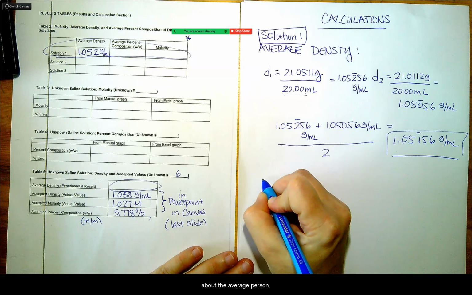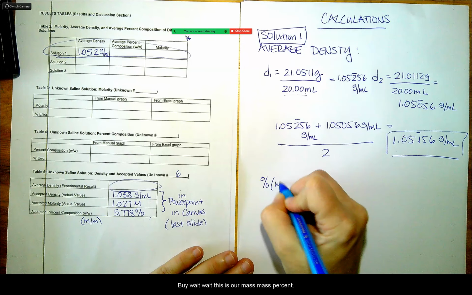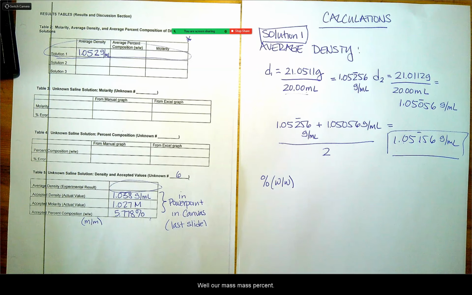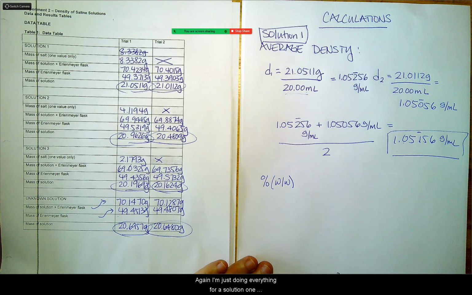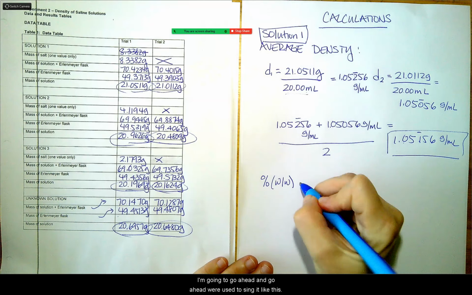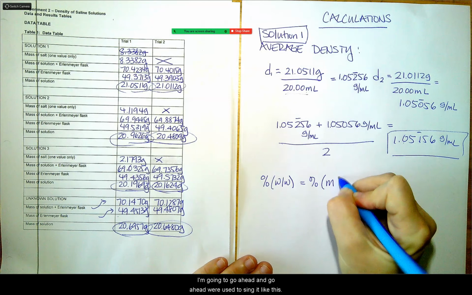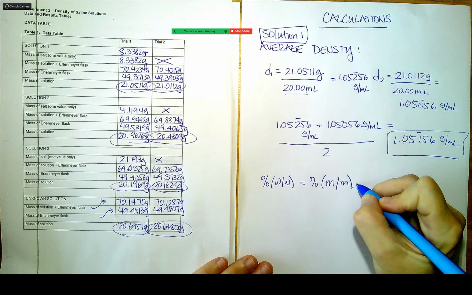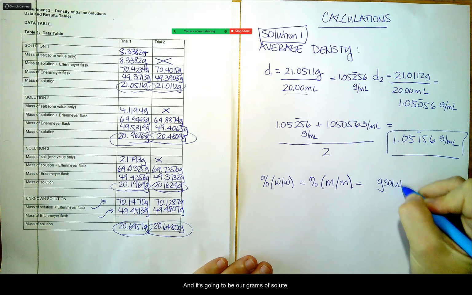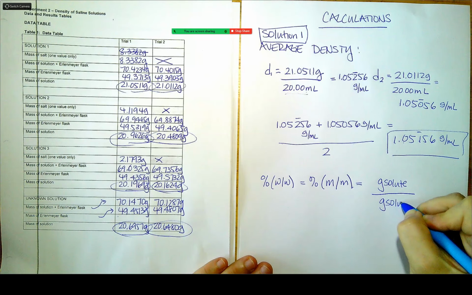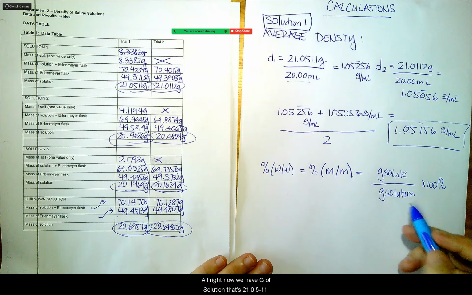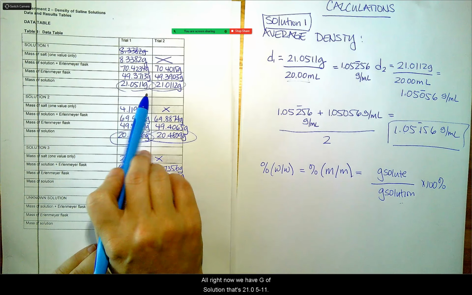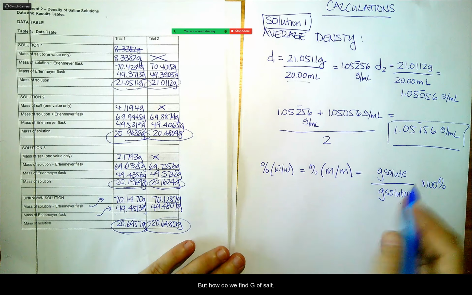What about the average percent by weight? This is our mass percent. Well, our mass percent, if I start with my solution 1, because again, I'm just doing everything for solution 1, we're used to seeing it like this, mass percent. That's how our book writes it. And it's going to be our grams of solute over grams of solution, and that's times 100%. All right, now we have grams of solution. That's 21.0511. Okay, but how do we find grams of solute?